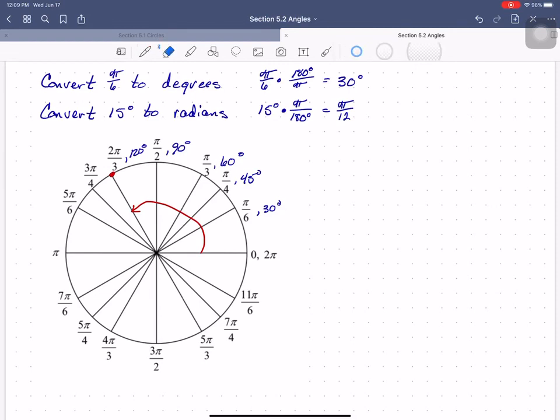Okay. This is going to become, like I said, more important as we move through the course, and we will keep adding to this unit circle. And we'll talk about it more as we get to that point.